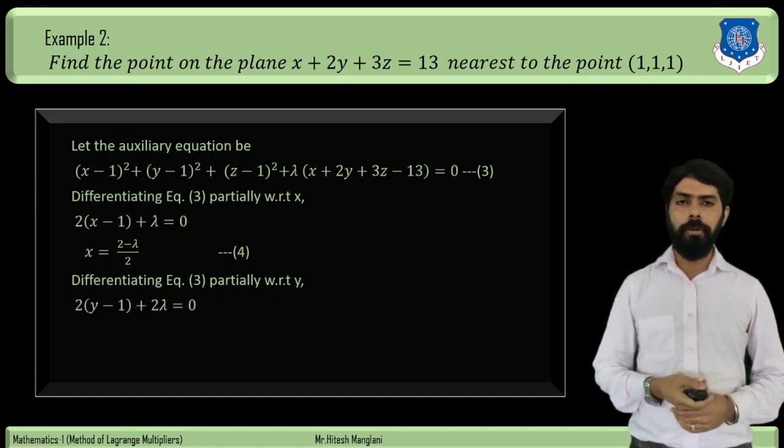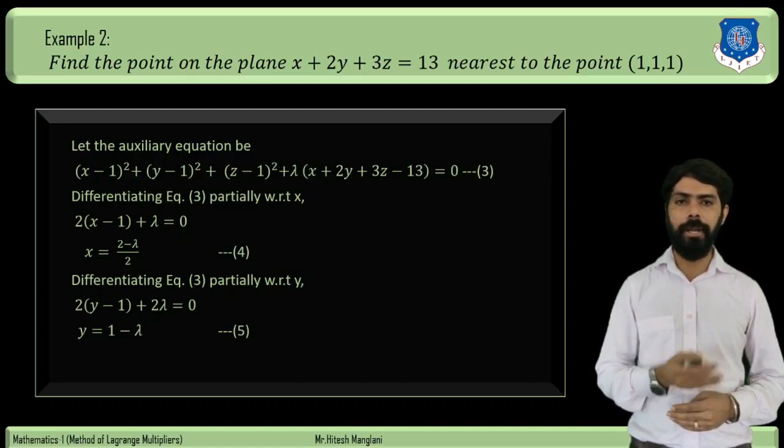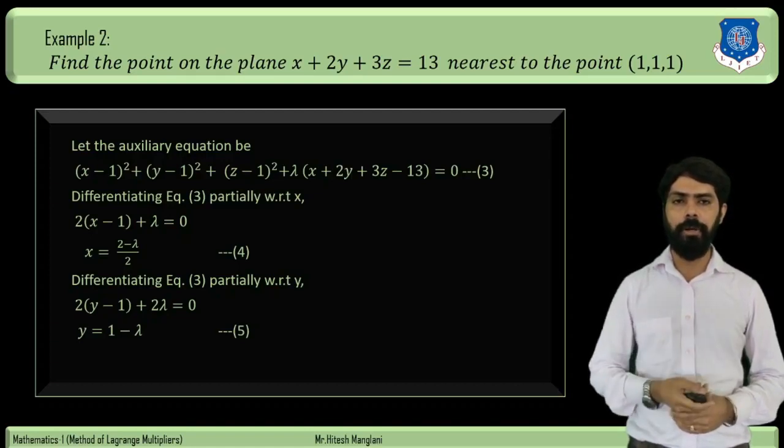Now here if we find the value of y, then it will be 1 minus lambda. Therefore y is equal to 1 minus lambda. So suppose this is equation number 5.